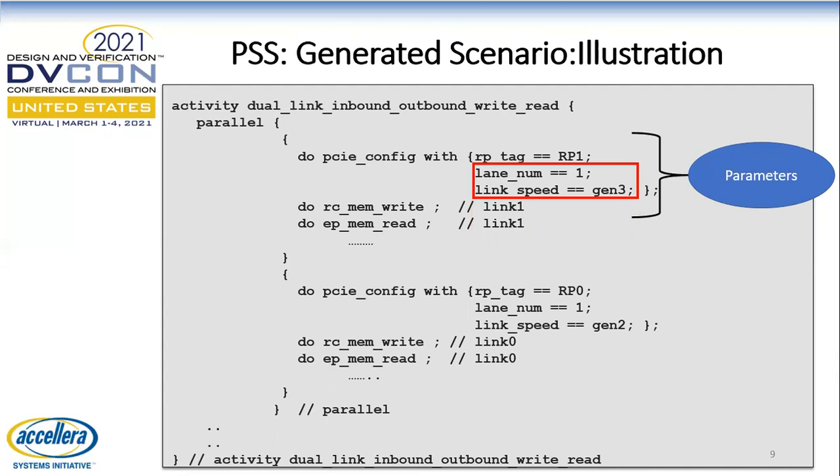I would like to tell that this particular slide is only for illustration purpose, as the generated scenario is actually a C code, and this illustration is to indicate what kind of parameters we change in the PSS tool.